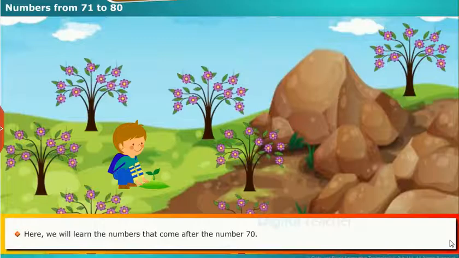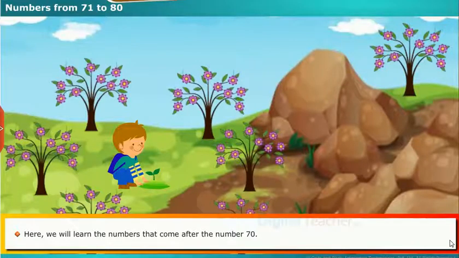Here, we will learn the numbers that come after the number 70. Monu planted 7 trees last week. All plants flowered with 10 flowers each. His garden now has 70 flowers. He planted another tree to grow some more flowers.